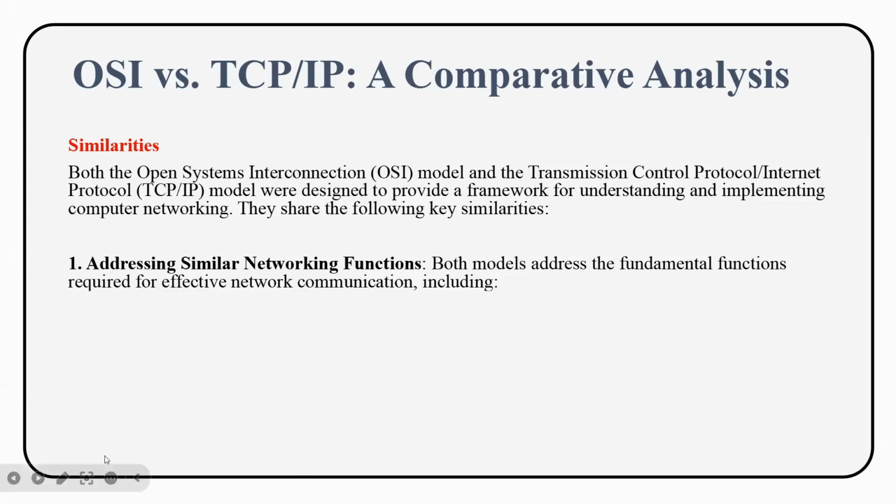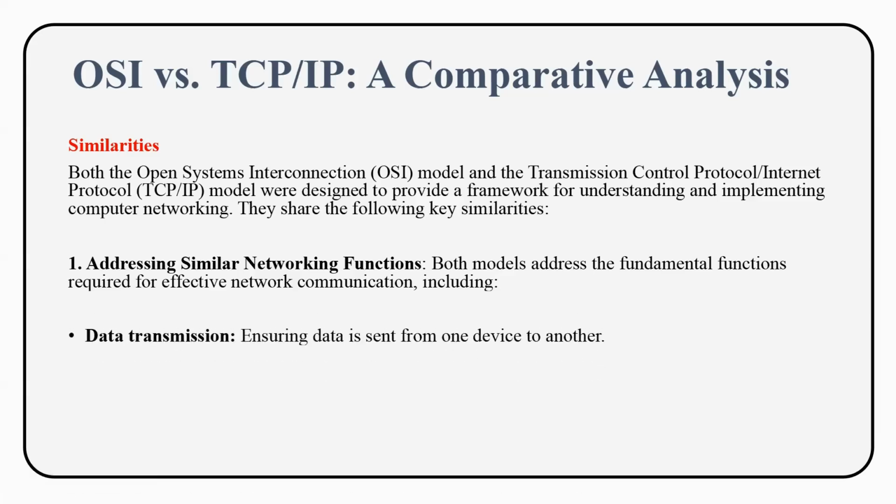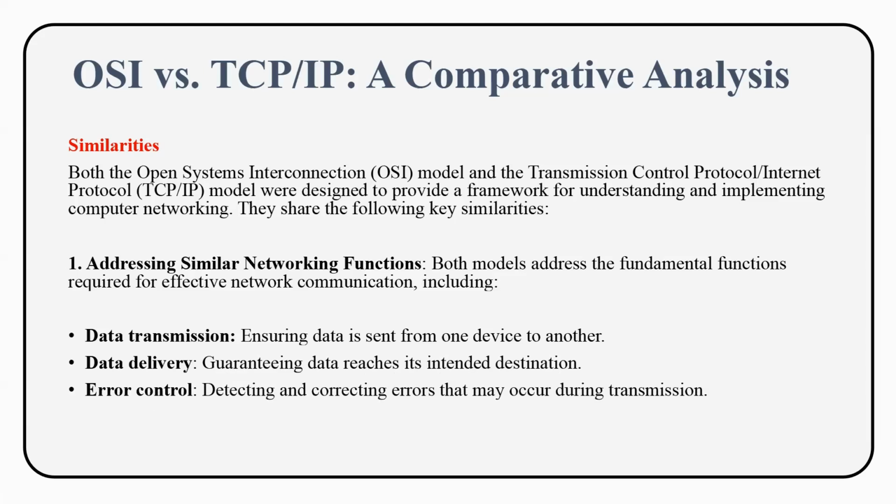Then the second functionality is data transmission. So it ensures the data is sent from one device to another. And data delivery, guaranteeing that the data reaches its intended destination, is also necessary. Then error control, detecting and correcting errors that may occur during transmission. All these functionalities are taken care of in both of them, either the OSI or the TCP/IP, because these are all similarities. Then flow control, managing the rate of data transmission to prevent congestion. So these are the similarities.